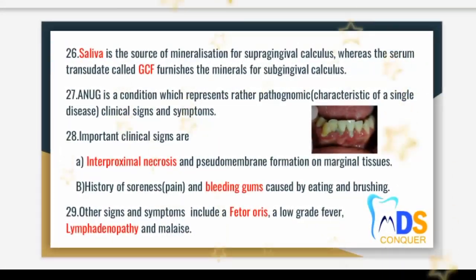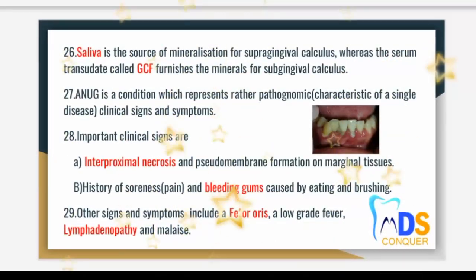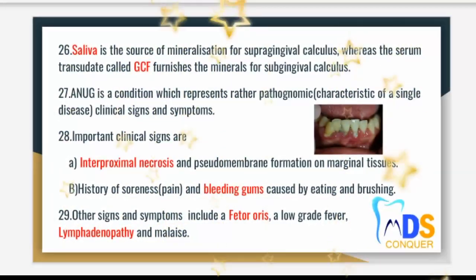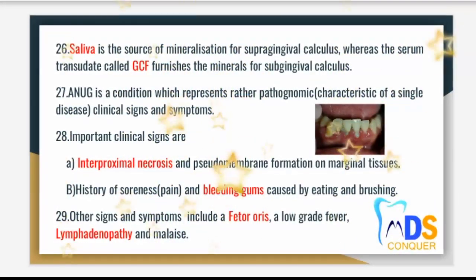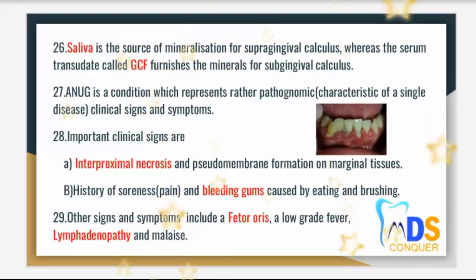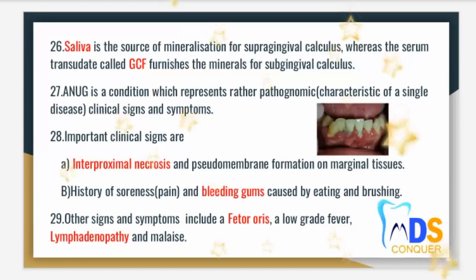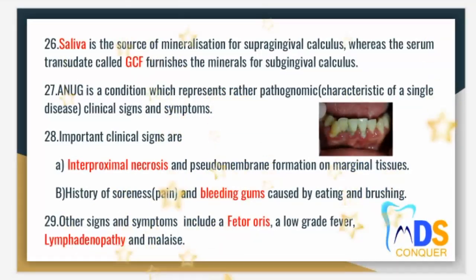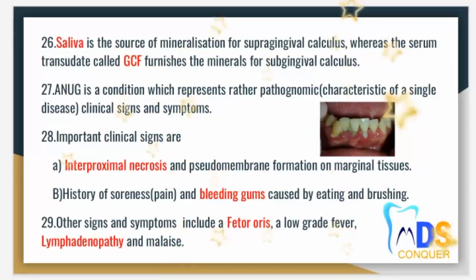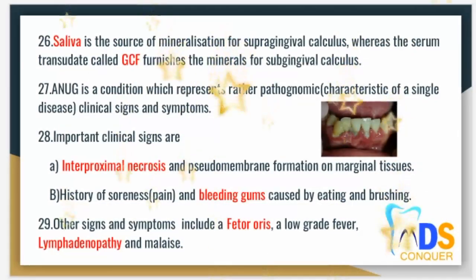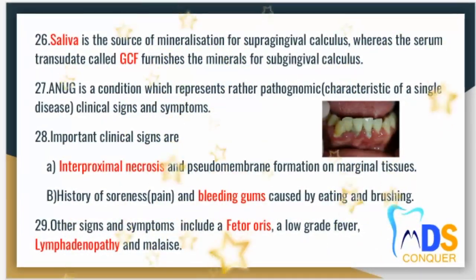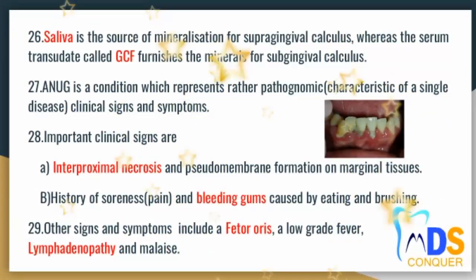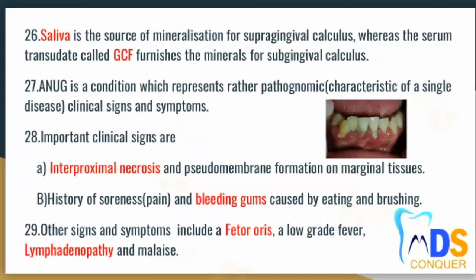Number 26. Saliva is the source of mineralization for supragingival calculus, whereas the serum transudate called GCF furnishes the minerals for subgingival calculus. Point number 27. ANUG is a condition with clinical signs and symptoms that are rather pathognomonic of a single disease. Point number 28. Important clinical signs are interproximal necrosis and pseudomembrane formation on marginal tissues, and a history of soreness and bleeding of the gums caused by eating and brushing. Point number 29. Other signs and symptoms include fetor oris, a low-grade fever, lymphadenopathy and malaise.